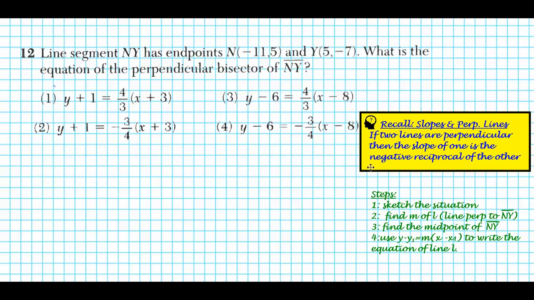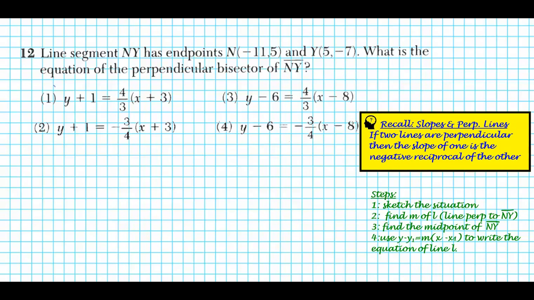All right, let's take a look at question number 12. It reads, line segment NY has endpoints N(-11, 5) and Y(5, -7). What is the equation of the line perpendicular bisector of segment NY? One thing you want to recall is that if two lines are perpendicular, then the slope of one is the negative or opposite reciprocal of the other.